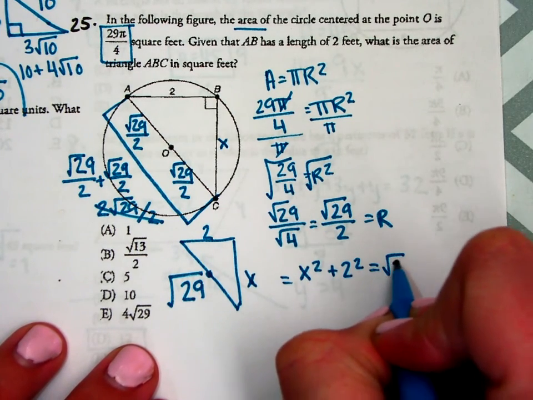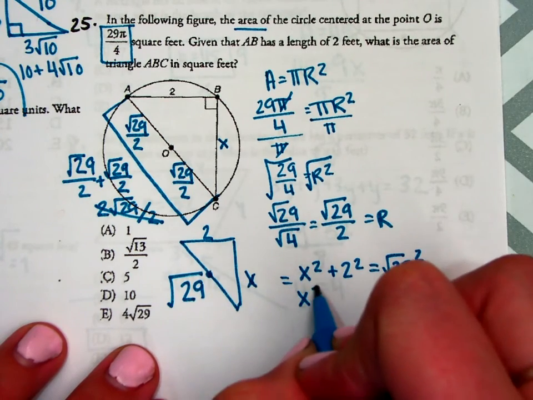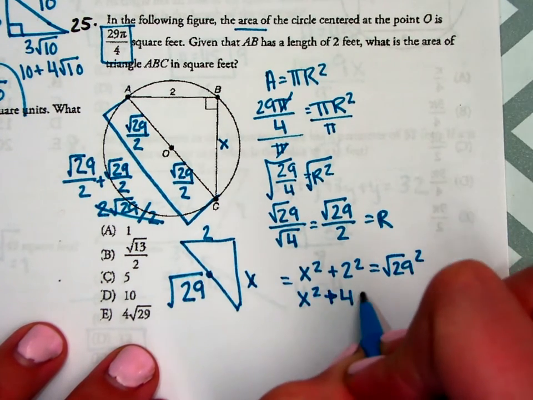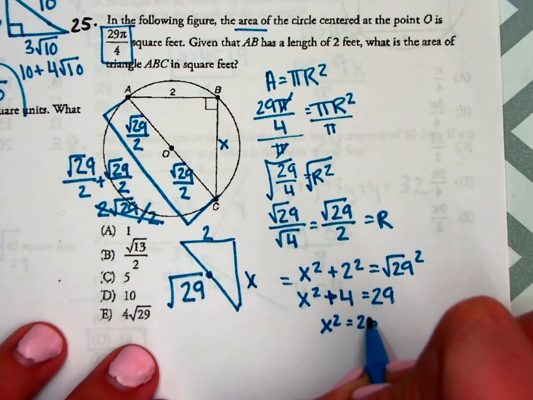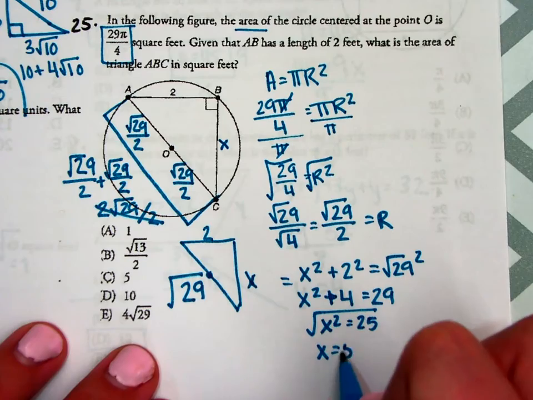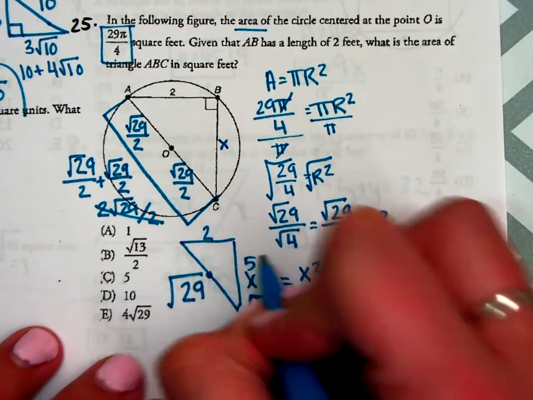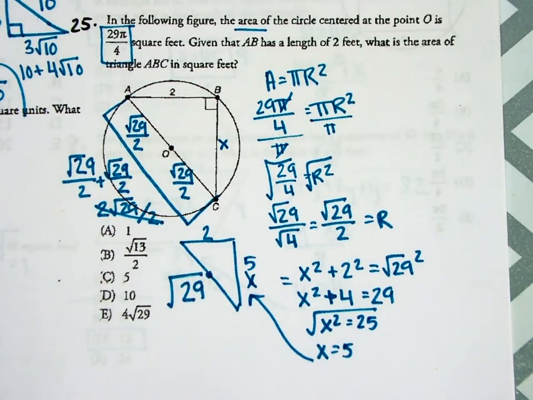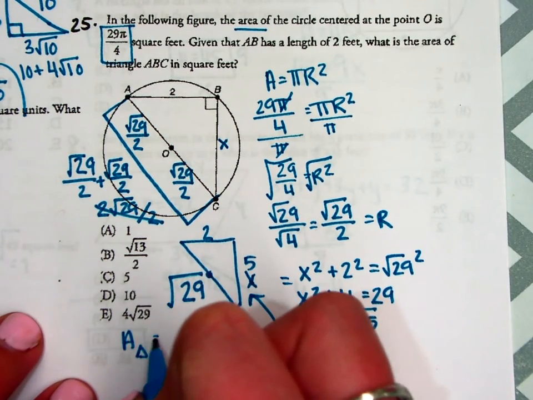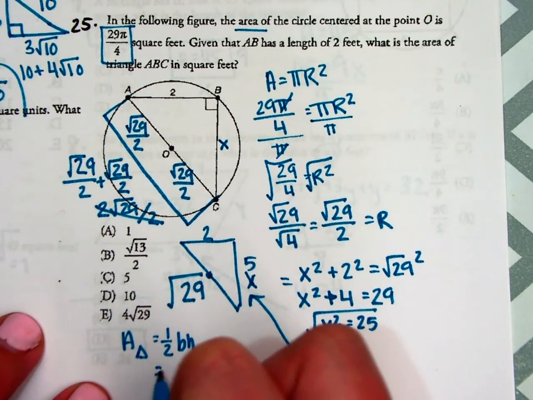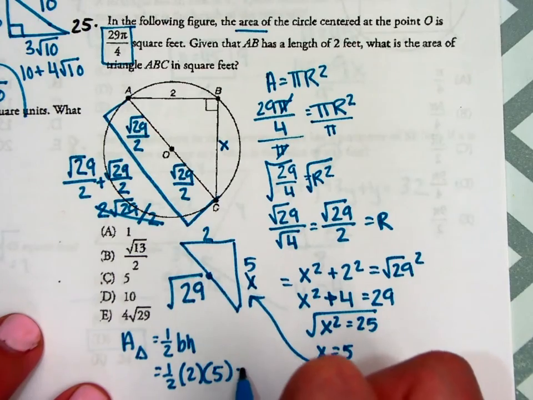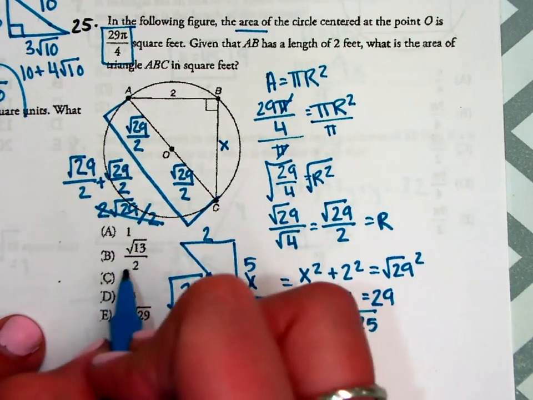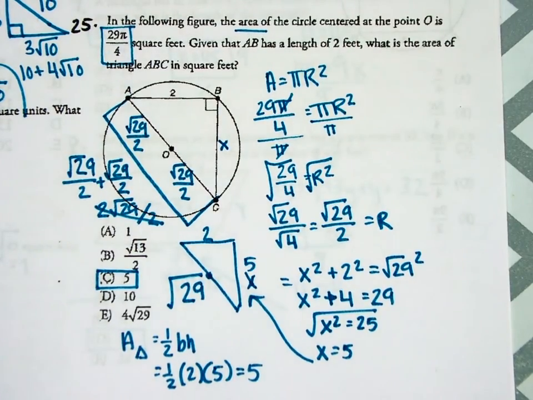This would most likely, on a real ACT, be given towards the end because it does take a little while to do. But once you solve it, it's really not that bad. It's just a lot of math. So we've got the square root of 25 to be 5. So now in order to do my area of the triangle, it's 1/2 base times height. So 1/2, base is 2, height is 5. 1/2 times 2 is 1, times 5 is 5. So the correct answer is C.